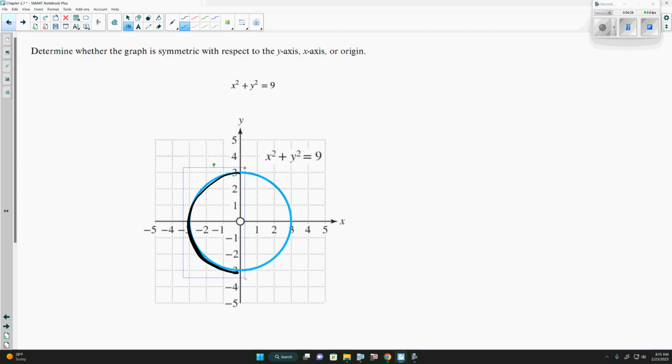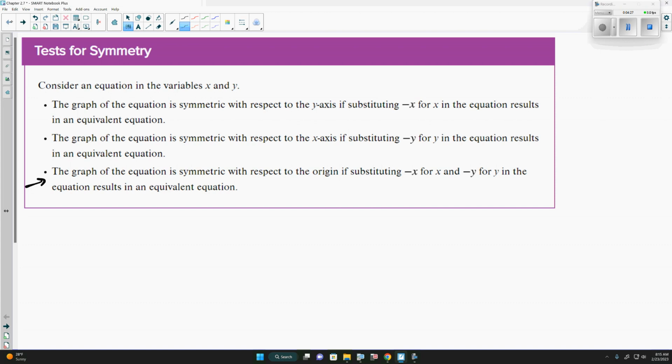Because, again, it's very tempting. A lot of times, if it is symmetric to both x and y, there's a good chance it's also symmetric to the origin. But there are cases where it's just symmetric to the origin. It doesn't flip both.